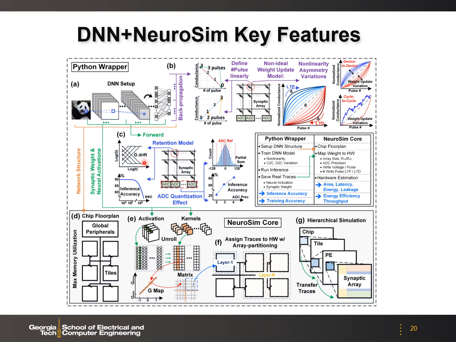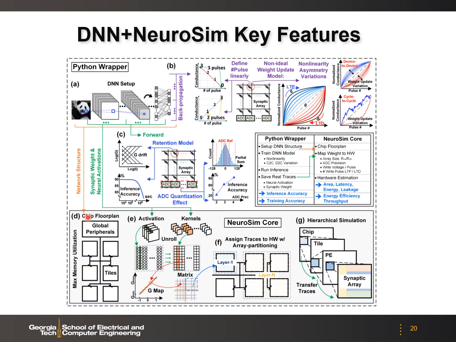And in the feed-forward process, we care about the data retention of the synaptic devices, especially for the inference. And also we can consider the ADC quantization effect, as the partial sum precision may get reduced when we have the ADC at the edge of the array. So those will impact the inference accuracy.